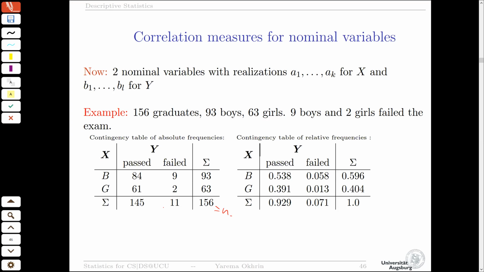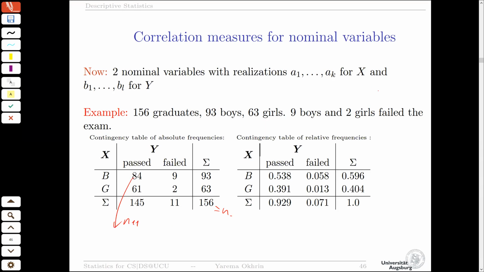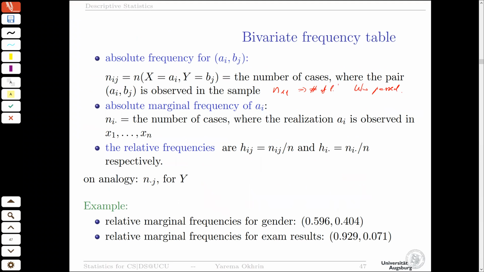So we have a new notation now. This is N11, the number of boys who passed the exam. And N12, the number of girls who failed the exam.